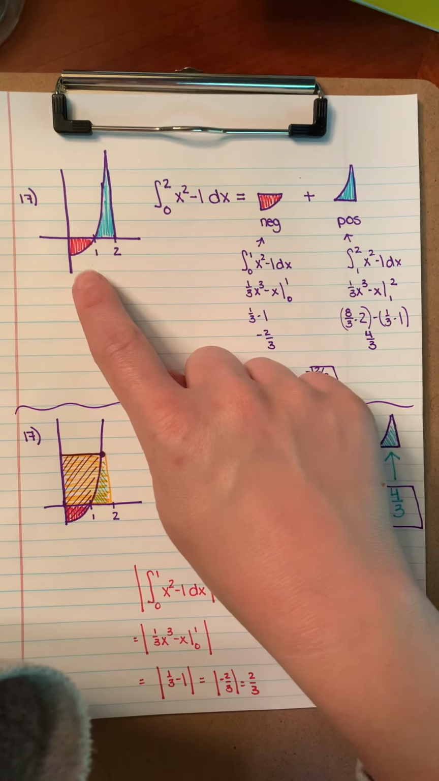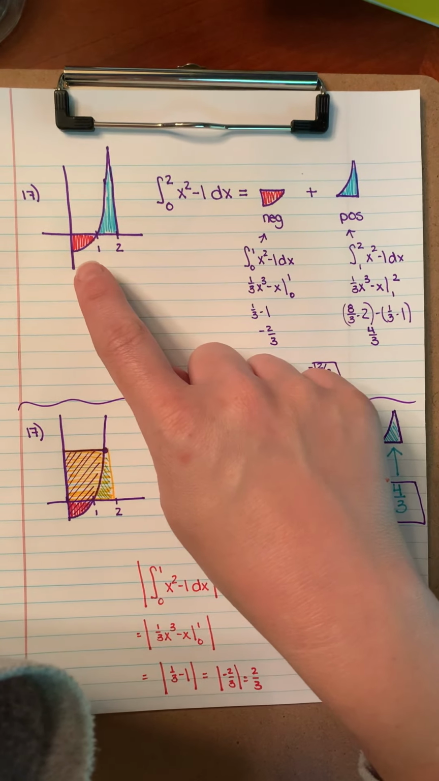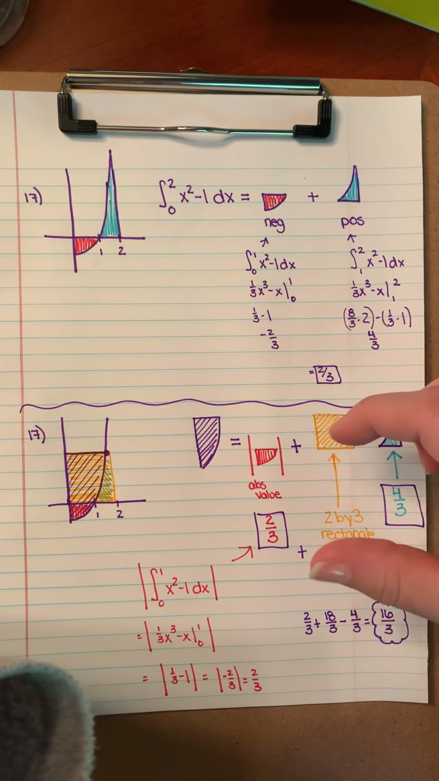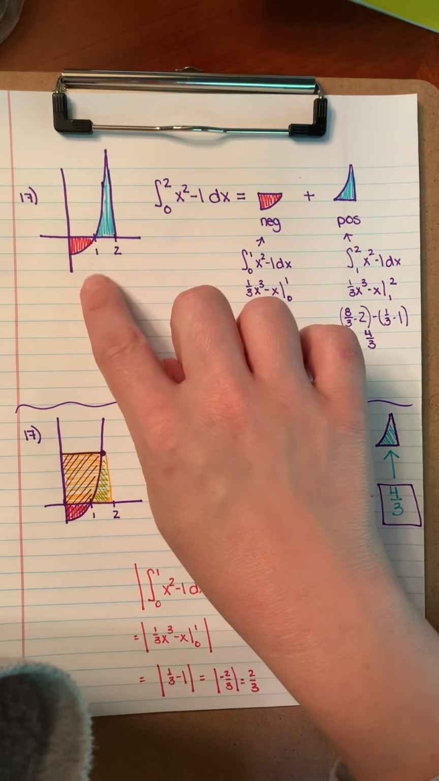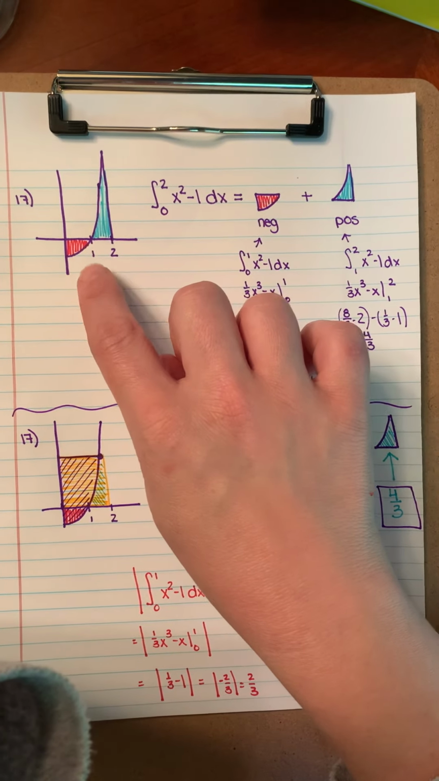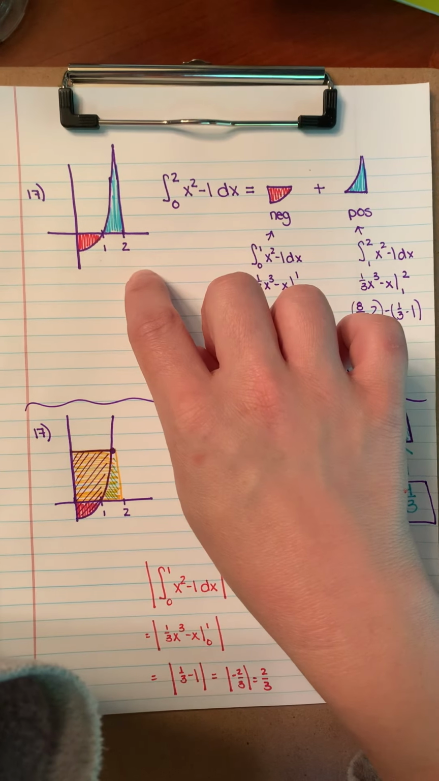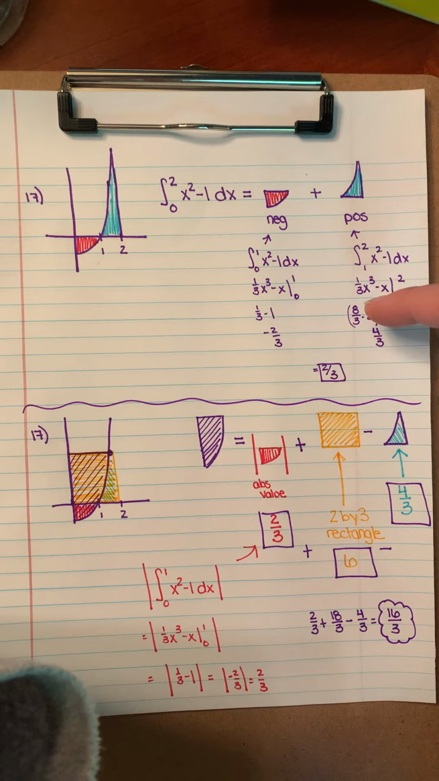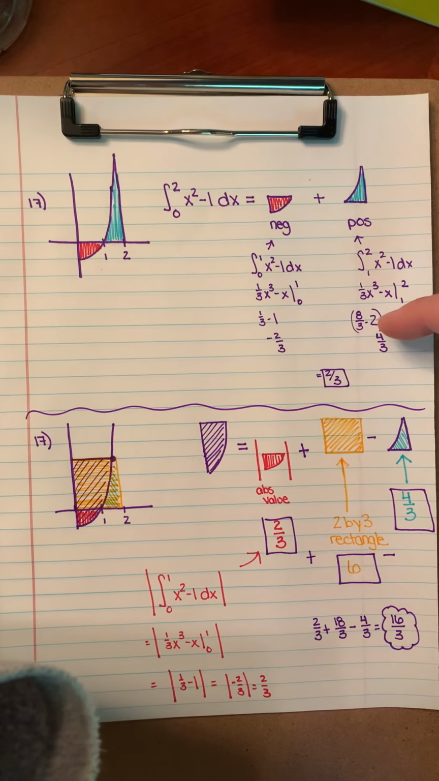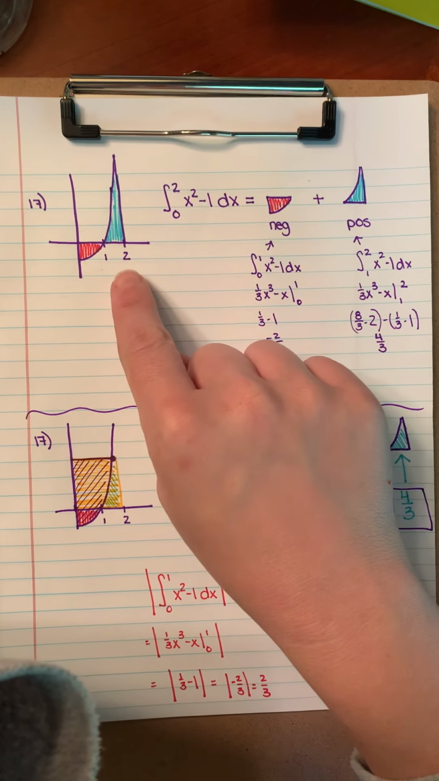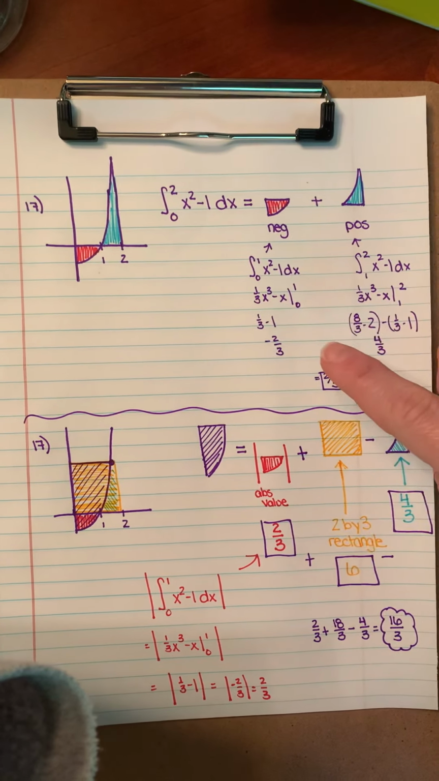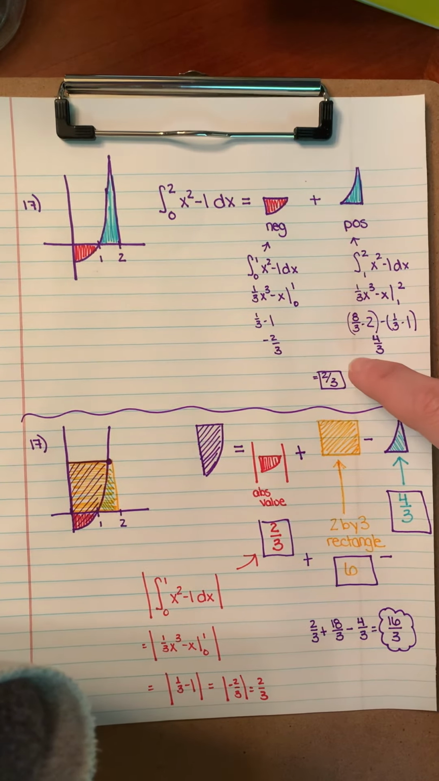This red section, when we integrate, will have a negative value because we're accumulating a bunch of negative y values. From 1 to 2, when we integrate, we're accumulating a lot of positive y values, so we end up with a positive. So when we integrate from 0 to 2, and we add up all of those y values, we end up with 2/3. But that's not what the question was asking.